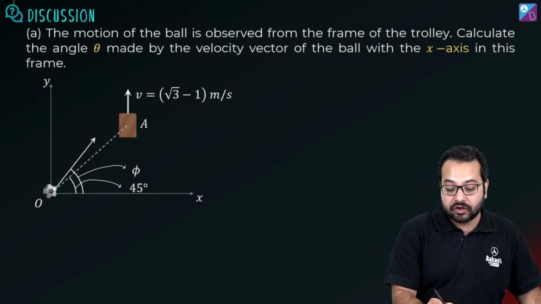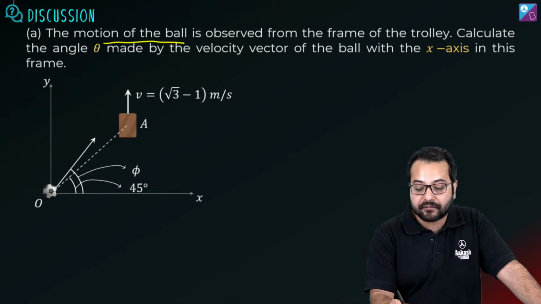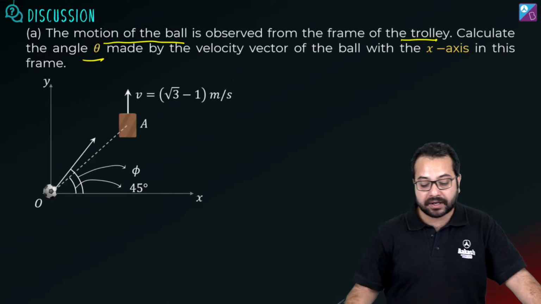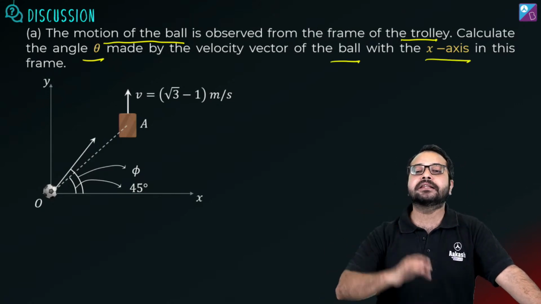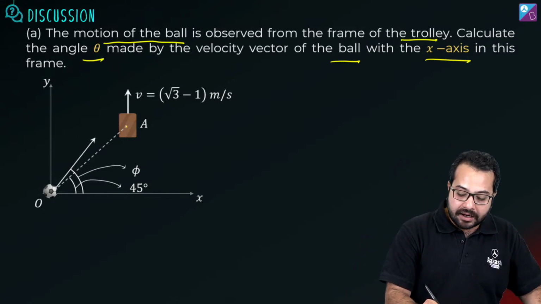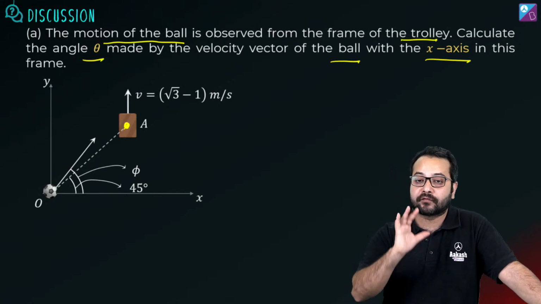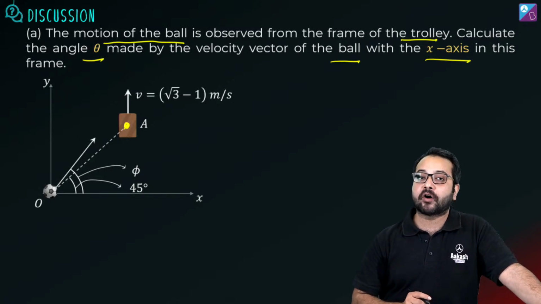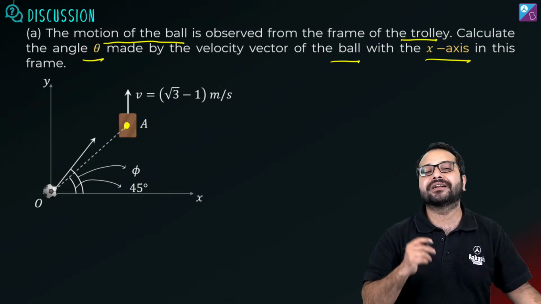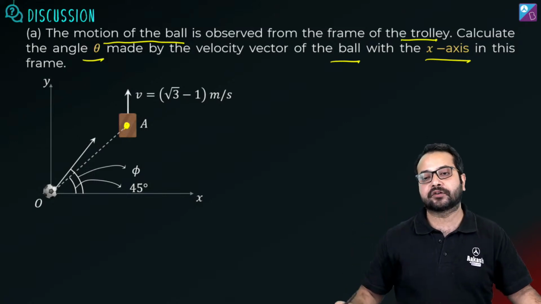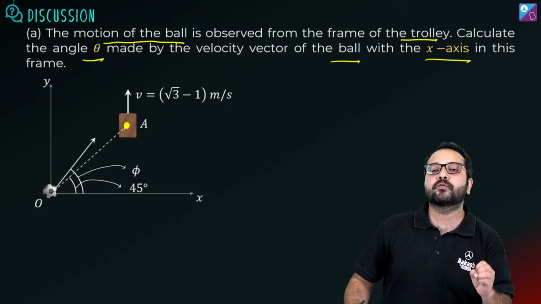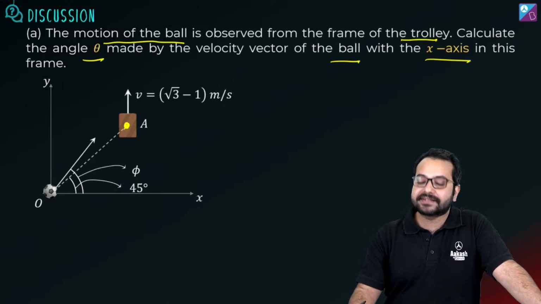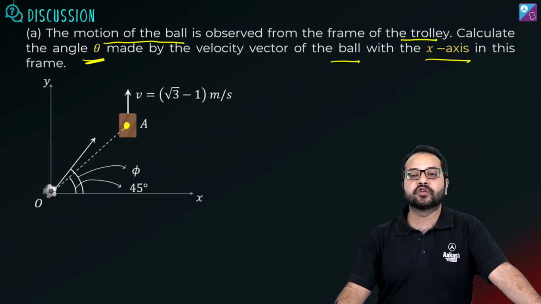We have to find out that the motion of the ball is observed from the frame of the trolley. Calculate the angle theta made by the velocity vector of the ball with the x-axis in this frame. So basically we are now in this trolley A and we are observing this ball from trolley A. So the frame is trolley A, and the trolley A is itself moving. We have to tell what will be the direction of the relative velocity of the ball with respect to trolley A. Whatever will be the angle made by the relative velocity vector with the x-axis, that is the angle that we need, and that angle is called theta. So we have to find theta.